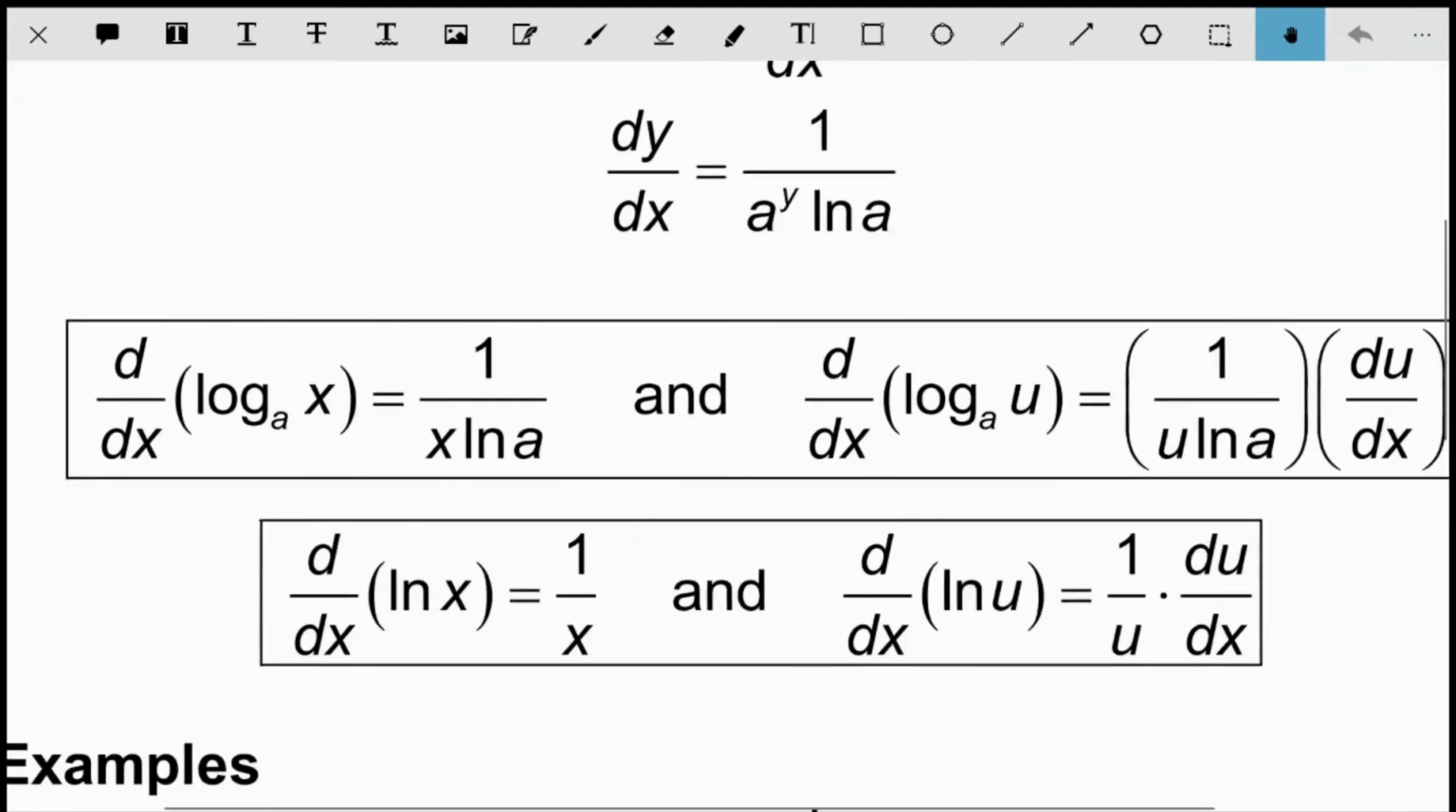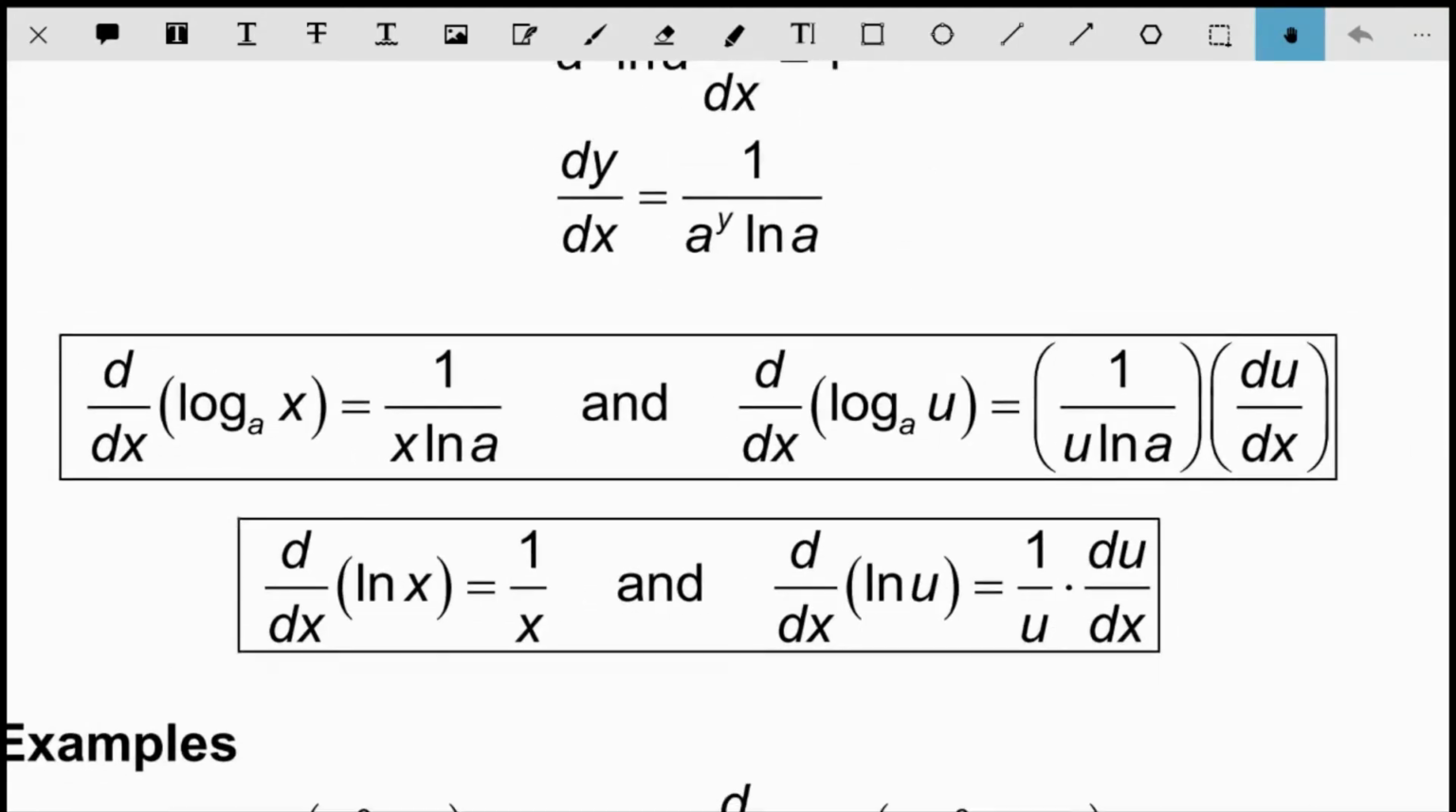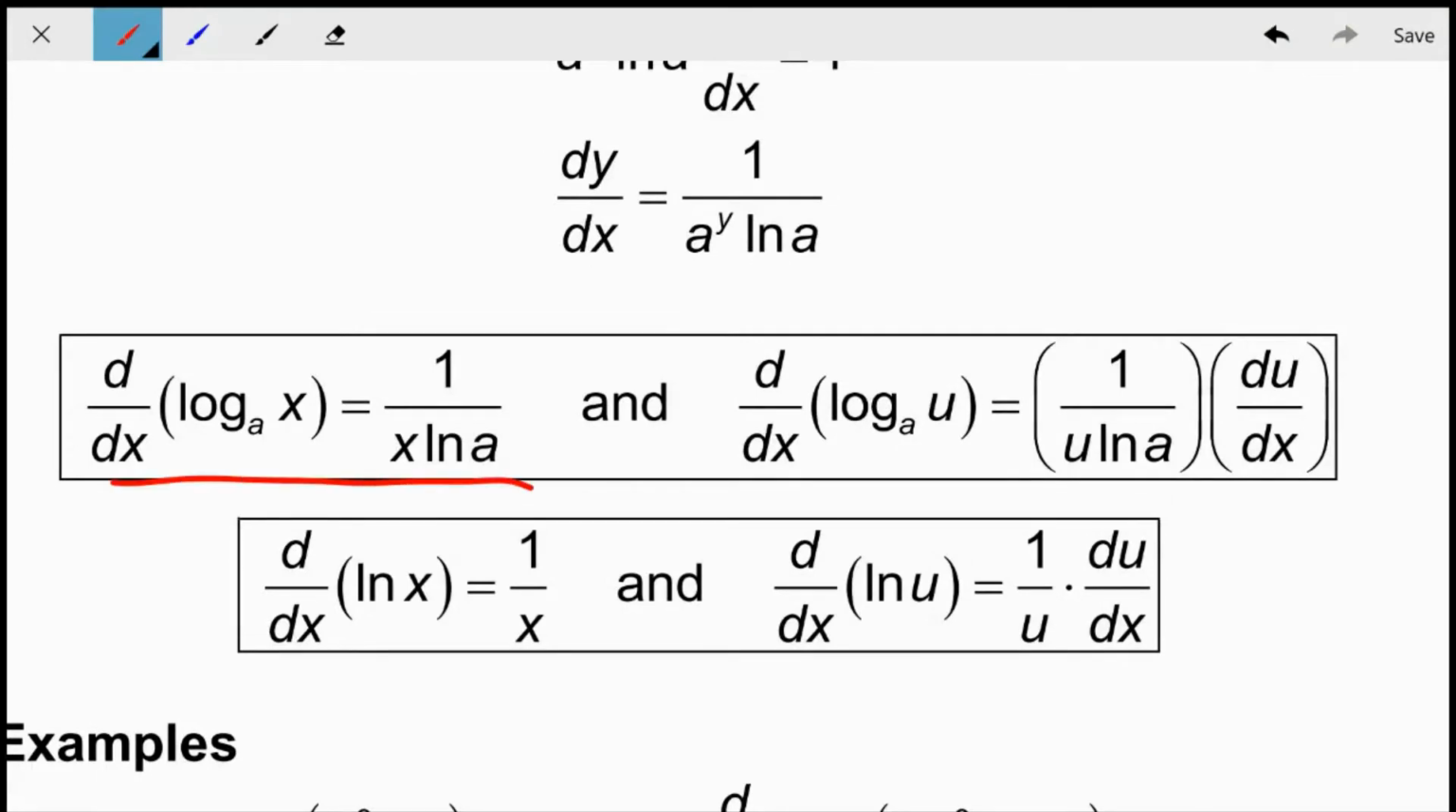Okay, so here are just your log derivative rules. There's 4 of them, but the reality is there's 2 of them here. This is the one that we just looked at, this first one. So it says log base a of x. When I take the derivative with respect to x, I get 1 over x natural log of a.